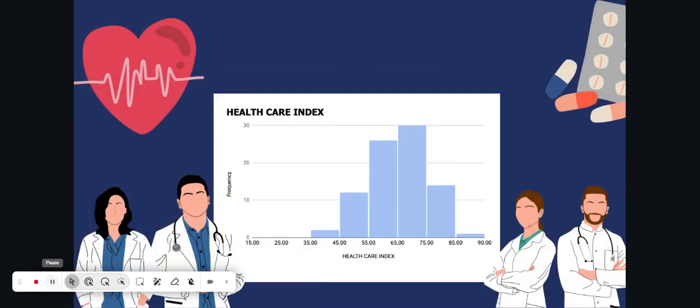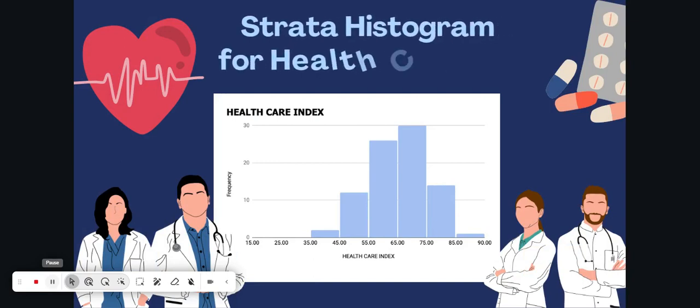This is our histogram for our healthcare index. The first important thing to point out is what we see on our x-axis. We see the scale starts at 15 up to 90, but usually healthcare indexes appear on a scale from 0 to 10. So how did we get these results?